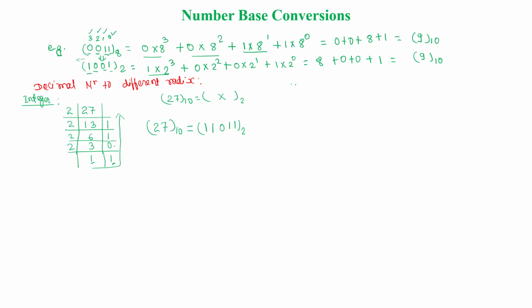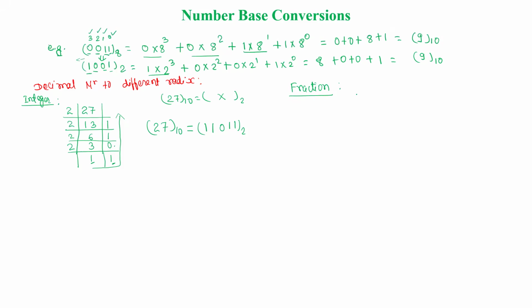Similarly, for the fraction part also we can obtain it. So for the integer, what have we done? We are dividing by the radix. Here we are trying to convert into binary form, that's why we are dividing by 2. Now, fraction part is also there. Always an integer will not be there. Maybe we have an integer with a fraction, or sometimes only a fraction is there.